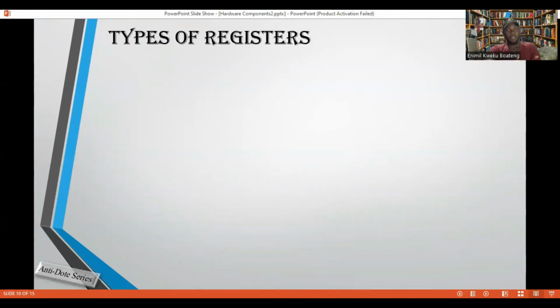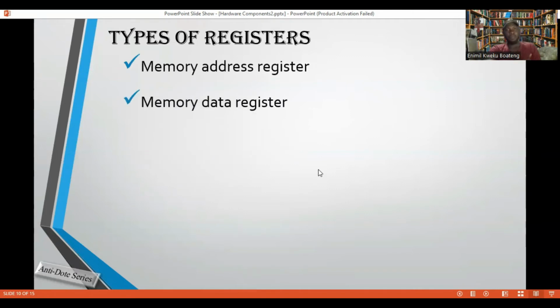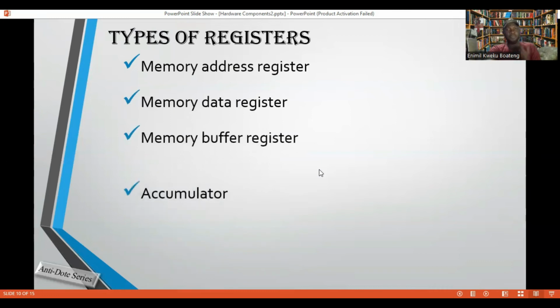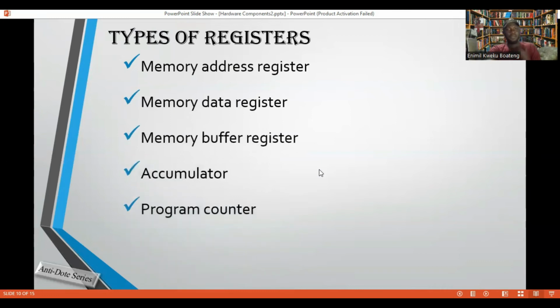The registers have types: you have the memory address register, memory data register, memory buffer register, accumulator, and program counter. The types of registers are beyond the scope of the elective ICT course, so I won't go into details. However, you are free to do some research on it and understand them.